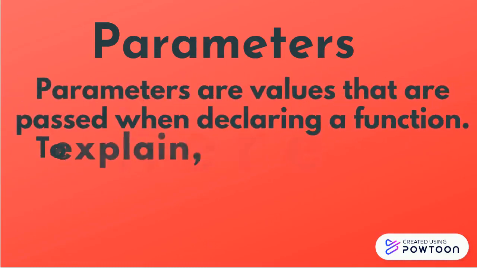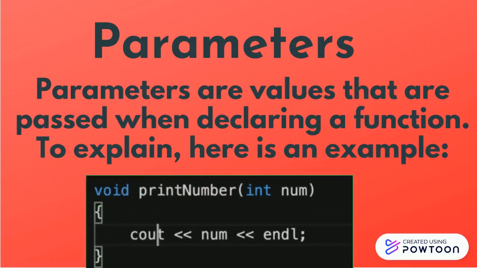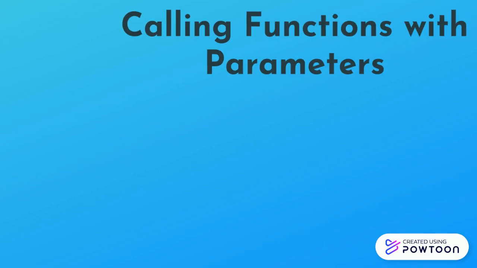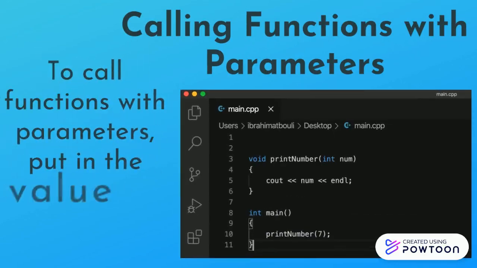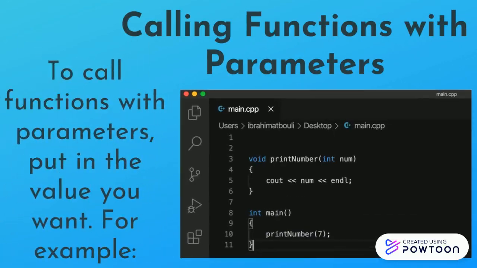To explain, I've got an example here. There's a function called print number, and inside the parentheses we have int num, and that int num is basically the parameter. Calling functions with parameters. To call functions with parameters, you put in the value that you want. For example, we have over here on the right the print number function, and in the int main function we call the function print number, and then inside of the parentheses we have the value 7.